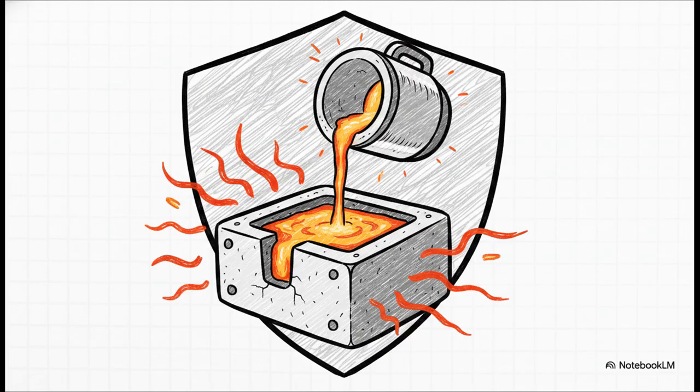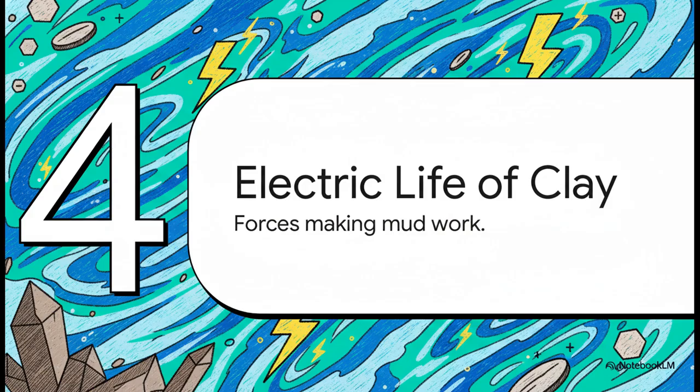Because of its massive thermal resistance and low thermal expansion, a zircon mold can literally hold molten metal without melting itself, without cracking, and without the liquid metal penetrating its surface. It's basically the ultimate thermal shield in manufacturing. Let's pivot to Section 4, the electric life of clay.